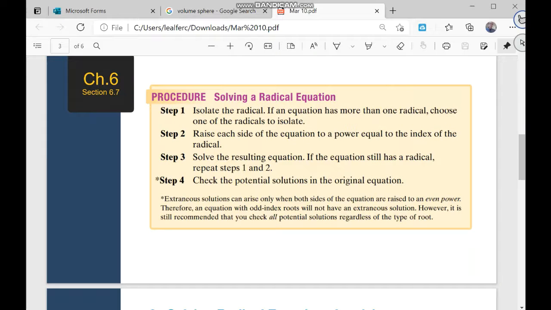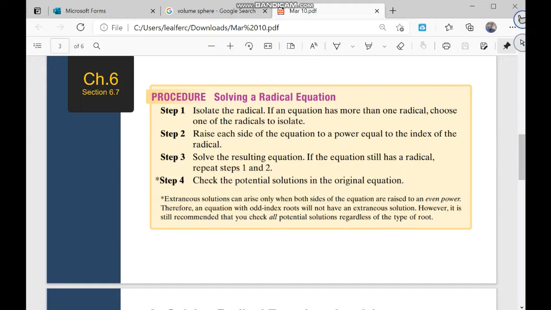The procedure we saw yesterday is this. Today we're going to add just one little thing, okay? Step number 1, isolate the radical. If you have two radicals, then you have to choose one. If you cannot isolate one radical on one side of the equation and another radical on the other side, then you choose just one to isolate, okay?